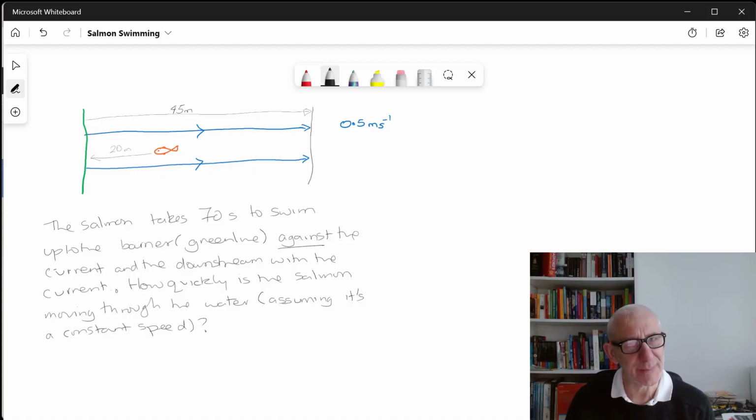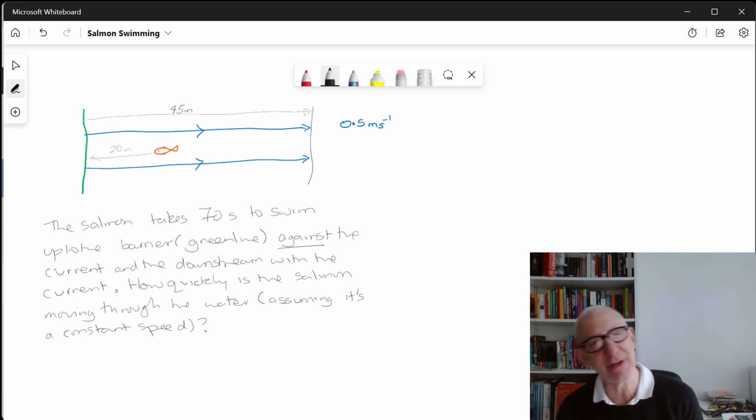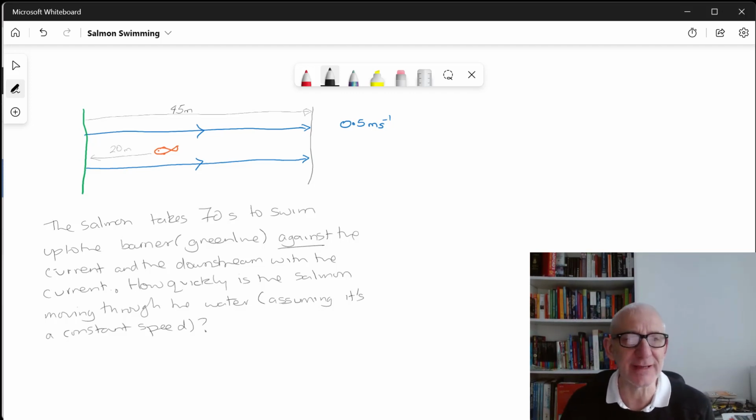I'm now going to work through a little problem for the IB program, Maths Middle Years program. What we have here is a salmon who is in a stream, and he's going to swim upstream 20 meters against the current, and then he's going to swim downstream 45 meters with the current. We know the current is 0.5 meters per second, and we know that he takes 70 seconds altogether.